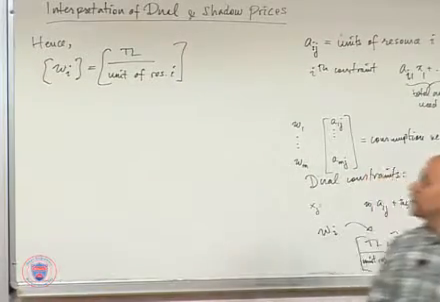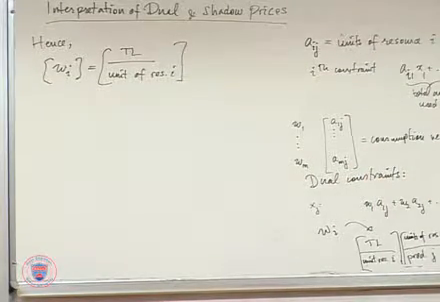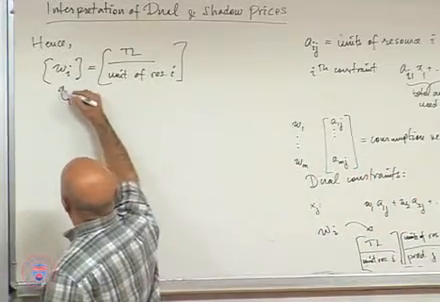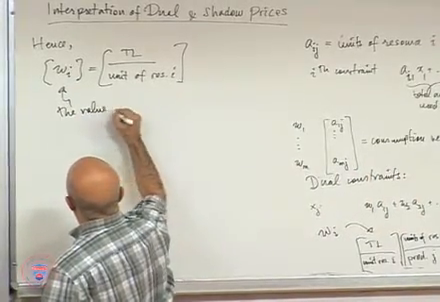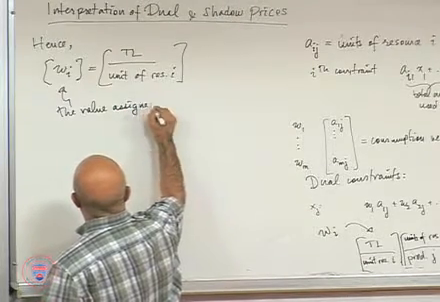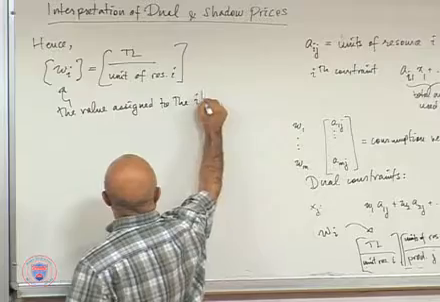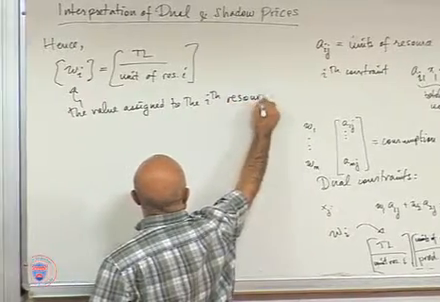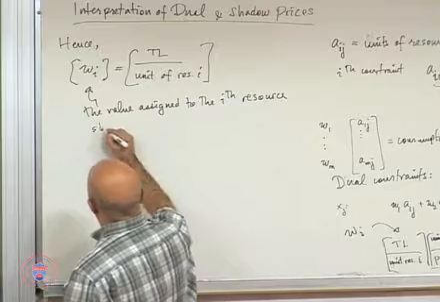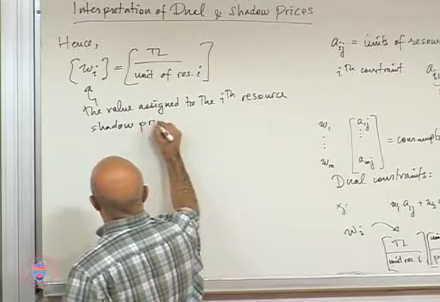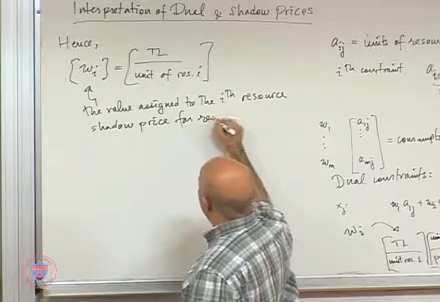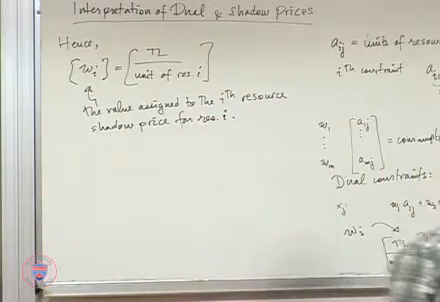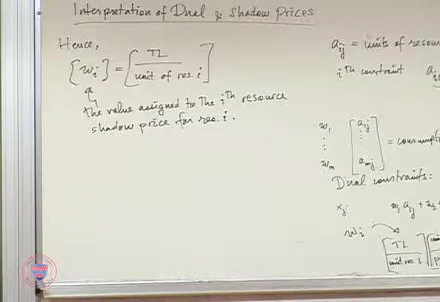So Wi simply stands for a monetary amount or monetary value assigned to the ith resource. It's called the shadow price for resource i in this particular setting. In a different setting, of course, it may require a different interpretation.